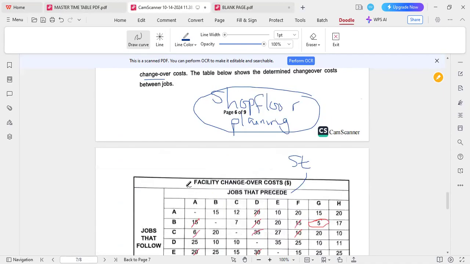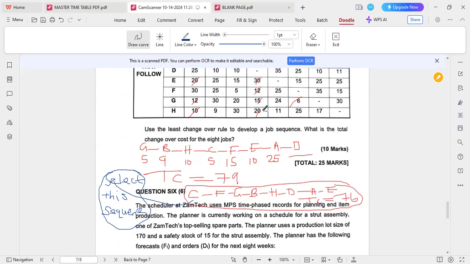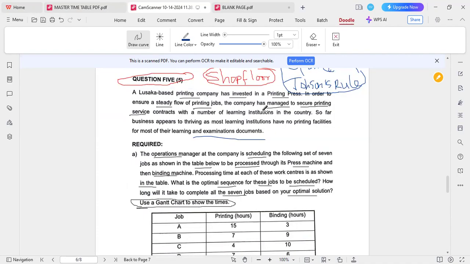So a topic has been sorted out called shop floor planning and job sequencing. This topic, this is what happens, and it doesn't miss. This table is called the changeover cost table. This one doesn't miss, please. If you have understood, this is okay with you. So we'll do other questions in the other class. Take note of the topics we are doing.